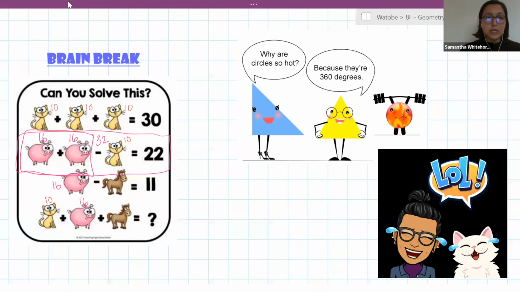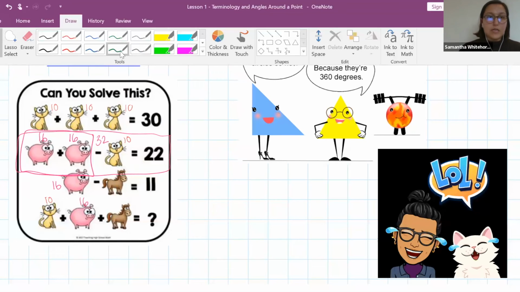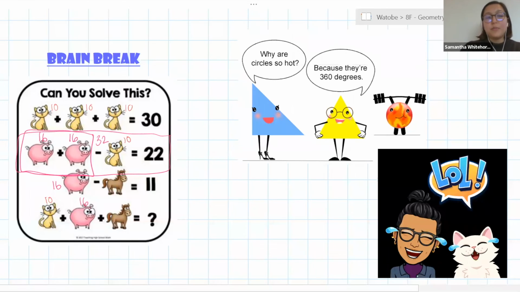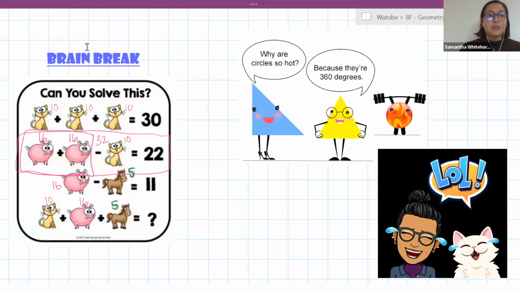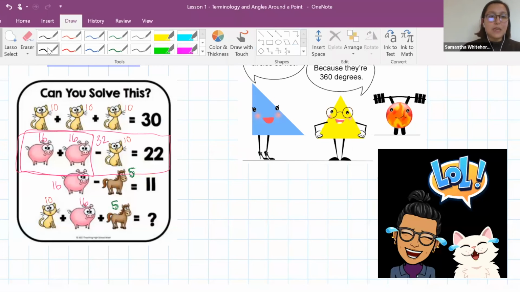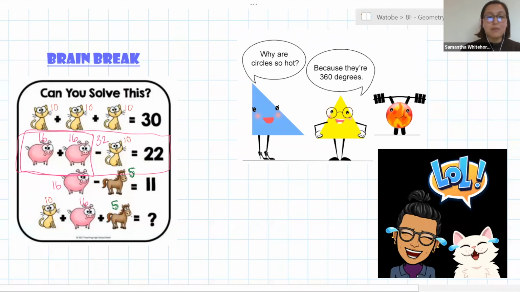And then your donkey, we can find, because now we know that the pig is 16. And if I take away the donkey, I need to get 11. So this donkey must be 5. And so now when we see the donkey, we know we're working with a value of 5. And now for that final expression, all I do is add them together. So 10 plus 16 plus 5. And as I saw, 31 is your answer.